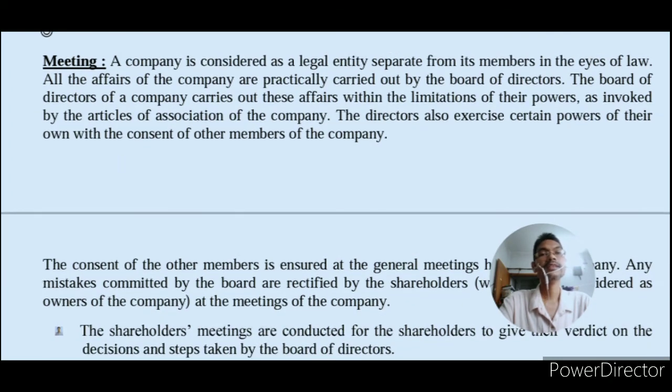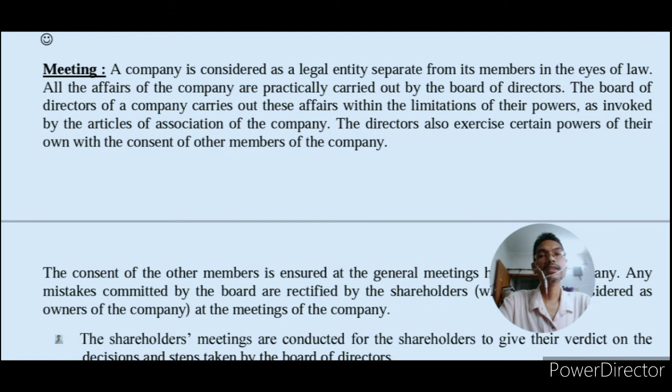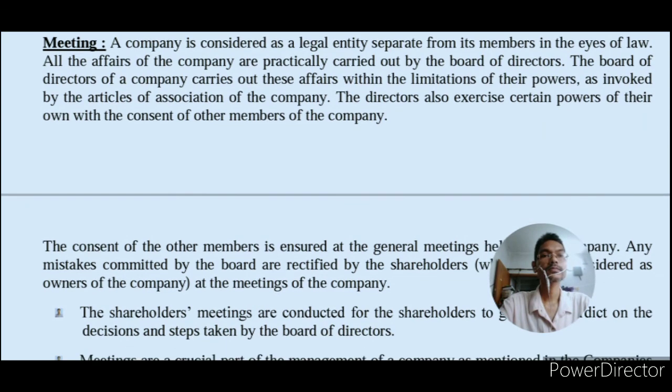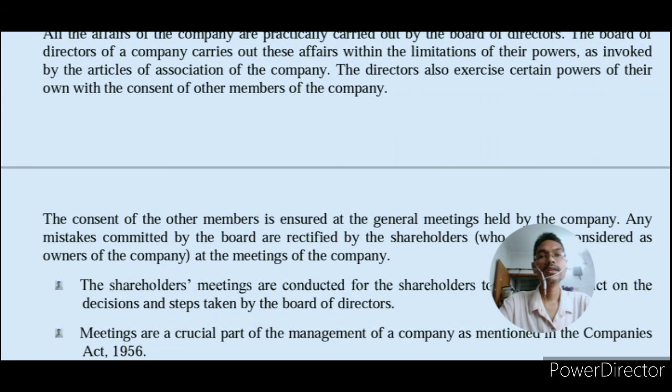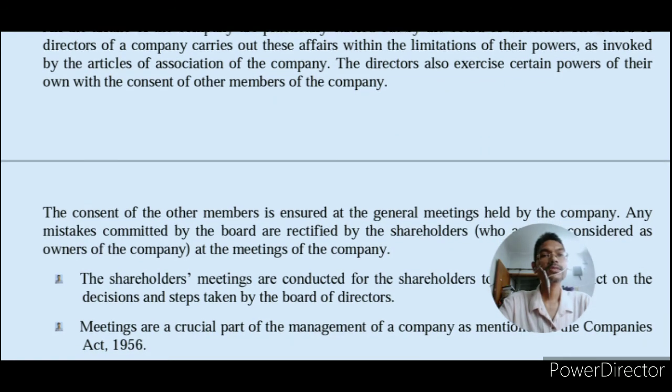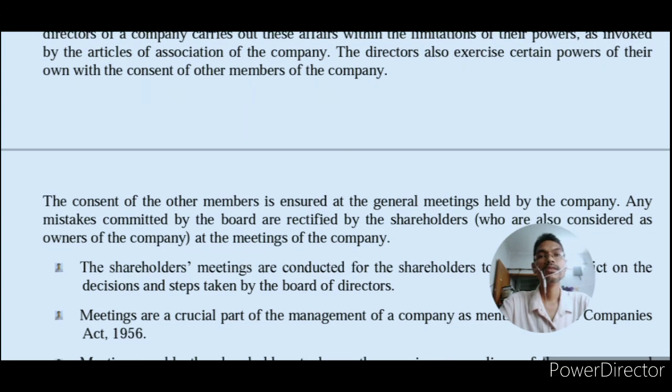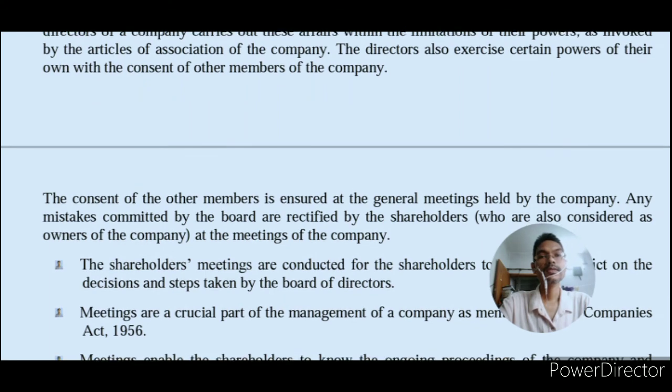Now a very important thing, that is meeting. A company is considered a legal entity separate from its members in the eyes of law. All the affairs of the company are principally carried out by the board of directors. The board of directors carries out these affairs within the limitation of their powers as provided by the articles of association of the company. The directors also exercise certain powers of their own with the consent of other members of the company.